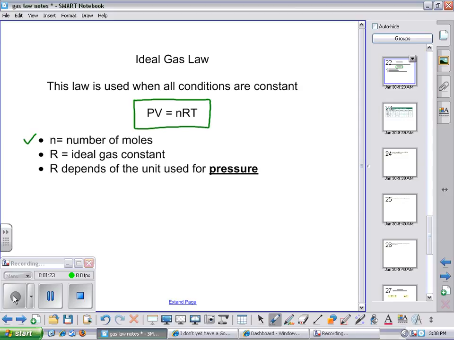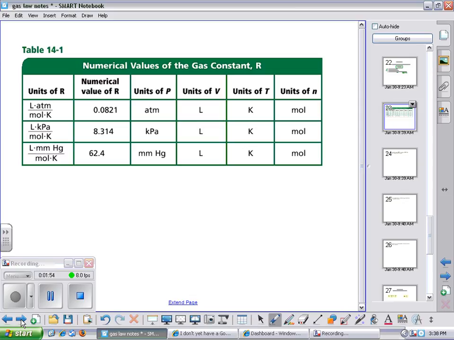The capital letter R is this thing called the ideal gas constant, and it's a number that's not going to change. And the R value depends on the unit for pressure. So it all depends on if the pressure is measured in atmospheres, kilopascals, torrs, millimeters of mercury, which value you're going to use. So what is this R value? Well, the R value is different depending on the pressure unit.